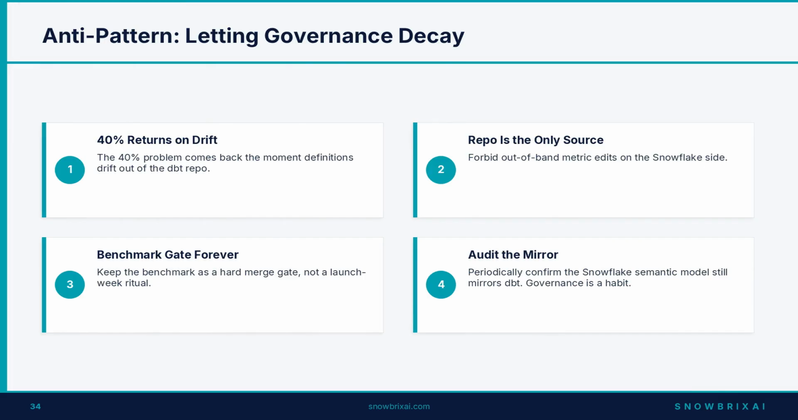The 40% problem comes back the moment definitions drift out of the dbt repo. So forbid out-of-band metric edits on the Snowflake side. The repo is the only source. Keep the benchmark as a hard merge gate forever, not a launch week ritual. Periodically audit that the Snowflake semantic model still mirrors dbt. Governance is a habit. The day you stop enforcing it, accuracy starts falling.